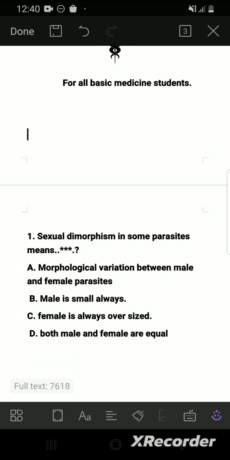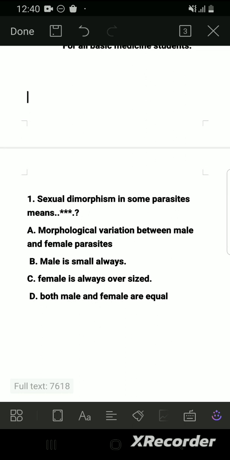ends. So for number one, the sexual dimorphism in some parasite means what? What comes to your mind in the first place is the meaning of sexual and dimorphism. That is the keyword you should pick in any question. For answering any question, you must know the keyword in that question, like what you are asked for. So the sexual dimorphism in some parasite means what? Is it the morphological variation between male and female parasites, or male is small always, or female is always oversized, or both male and female are equal?